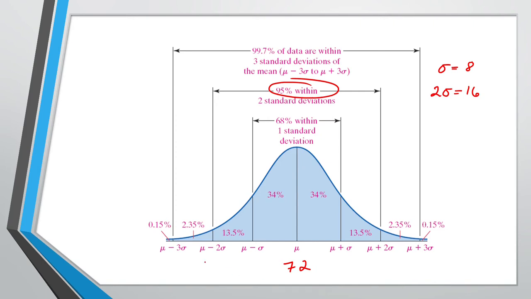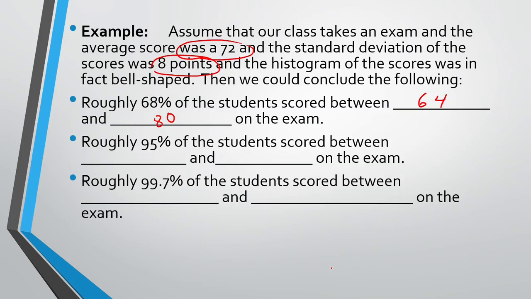72 minus 16 is 56. So I know two standard deviations to the left of 72 is 56. I know 72 plus 16 gives us 88. So two standard deviations above 72 is 88. Now we know roughly 95% of the students will score between a 56 and an 88 on the exam.